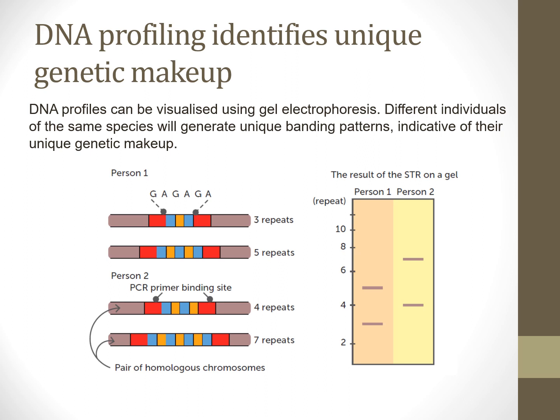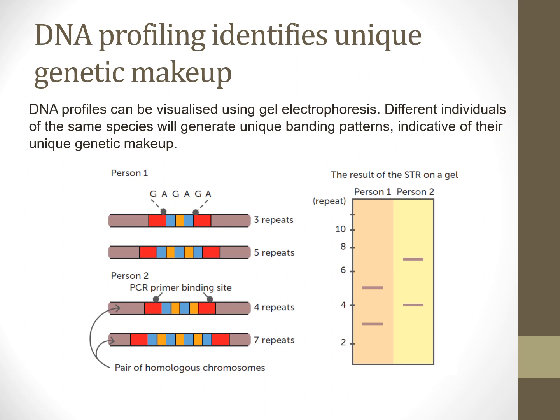So when we run the gel, because 3 repeats is going to be less bases on our DNA, we can see that person number 1 has got a band that's travelled quite far, and then they've also got a band that has travelled not as far. The person number 2, they don't match up. Okay, they've both got different repeats, different length sections, so the bands are going to appear in different parts of the gel.